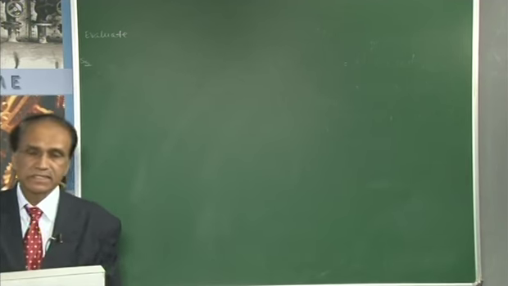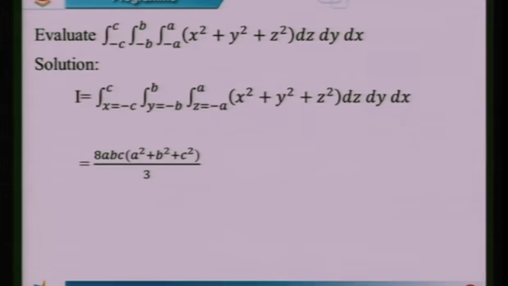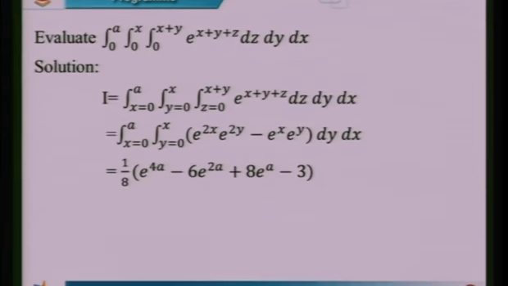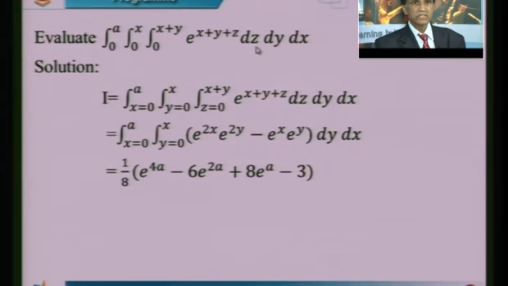Let me discuss another case in the same fashion, that is triple integral with one more variable form. I will just give the hints for those problems so that you can go through the list of the examples we have shown here. This is another case, that is 0 to a and 0 to x and 0 to x plus y, that is e to the power x plus y plus z dz dy dx.